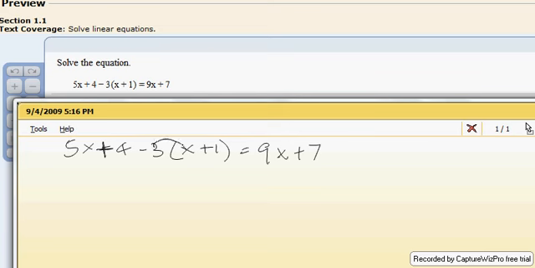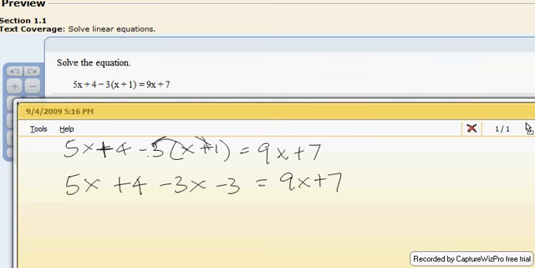This negative 3 needs to multiply to both x and 1. Now, the 5x plus 4 stays the same. Negative 3 times x is negative 3x. Negative 3 times 1 is negative 3. Equals 9x plus 7. That stays the same. Now I have no more parentheses. Everything has been broken down.